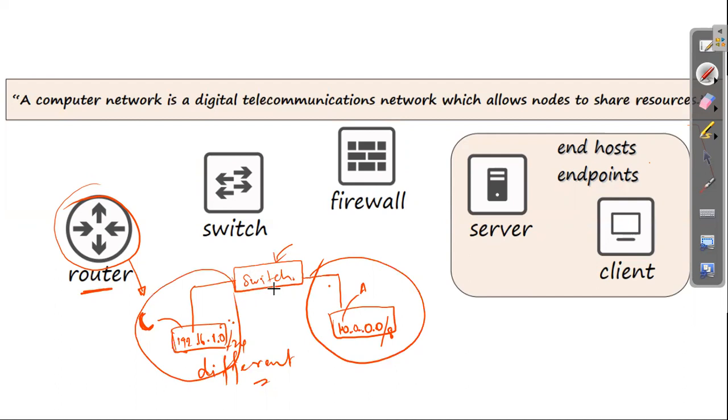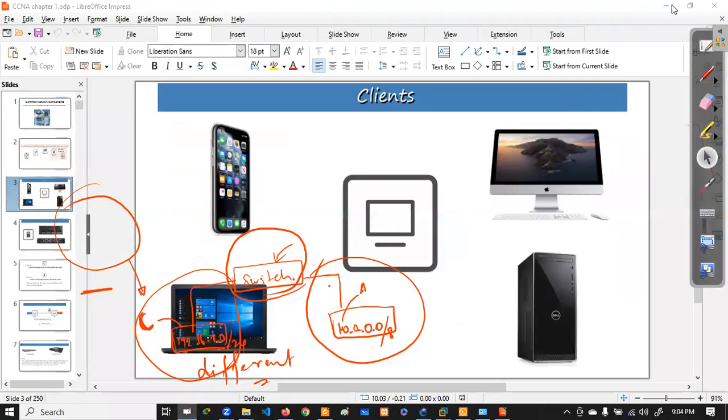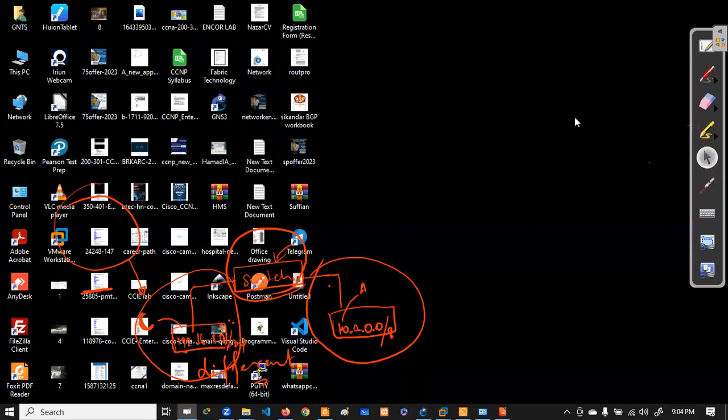In this case, you have to replace this switch with a router. Then only they can communicate with each other. Right? I can show you right now using Packet Tracer.